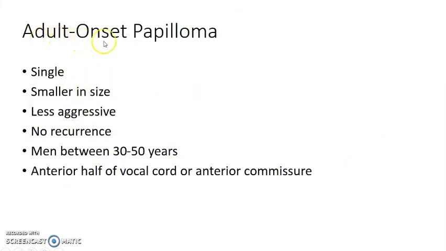Now, let us see about adult onset papilloma. It is more or less similar to juvenile laryngeal papillomatosis. However, a few differences are there. It is usually single, it is smaller in size, it is less aggressive, it doesn't recur, it is common in men between 30 to 50 years of age, and it affects the anterior half of the vocal cord or anterior commissure.